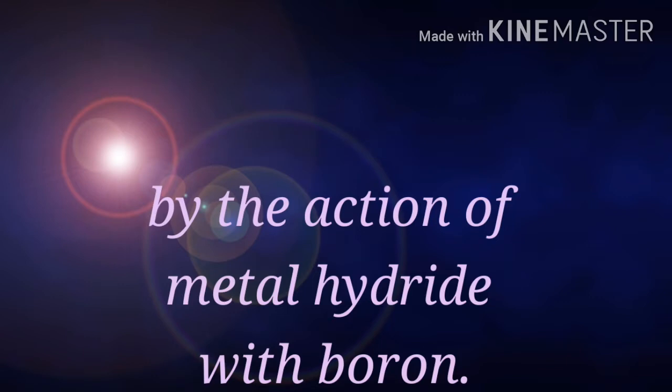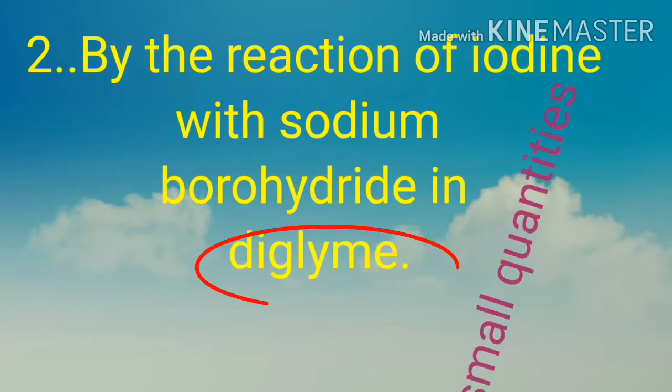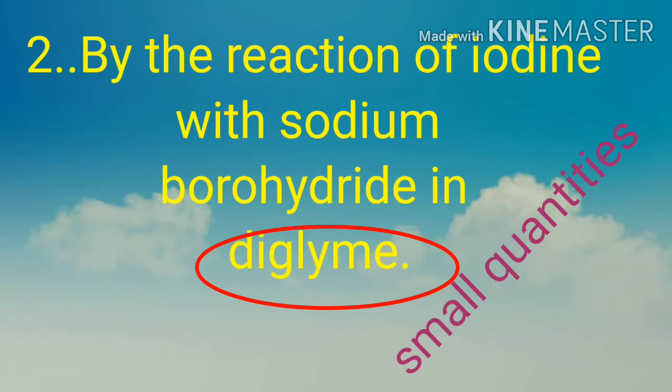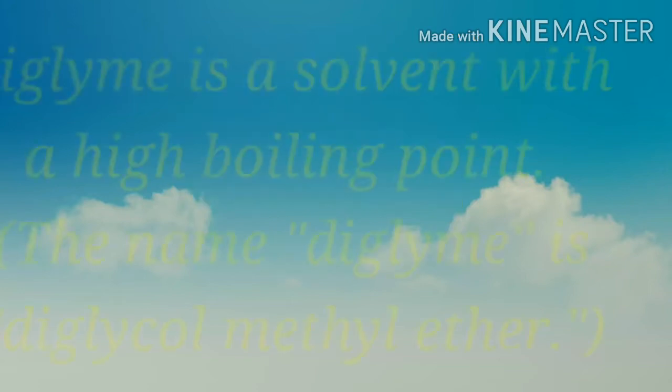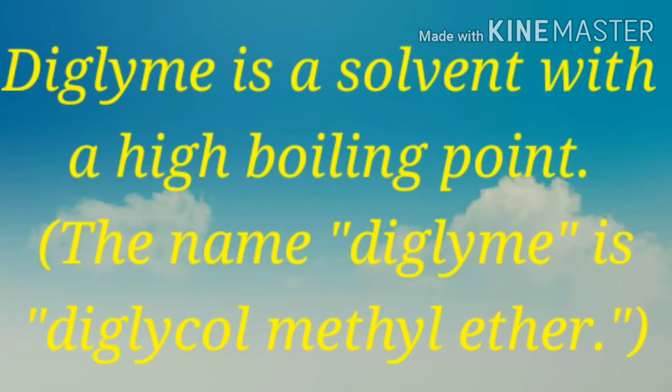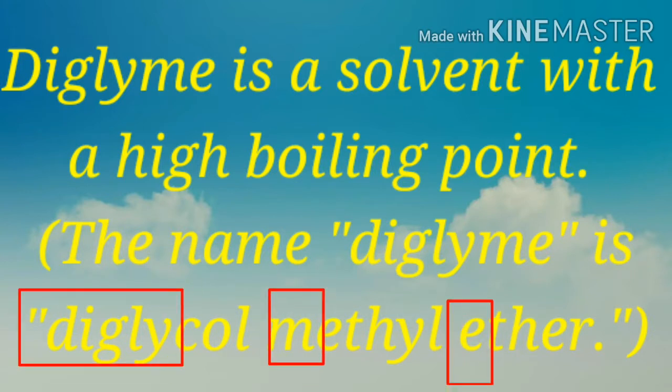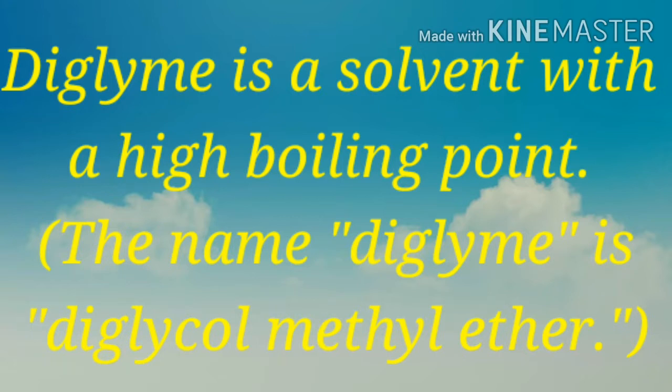Second preparation is by the action of iodine with sodium borohydride in Diglyme. Here diborane is prepared in small quantities. Diglyme is a solvent with a high boiling point. The abbreviation of Diglyme is diglycol methyl ether: the first four letters of diglycol, the first letter of methyl, and the first letter of ether. So it is called Diglyme.